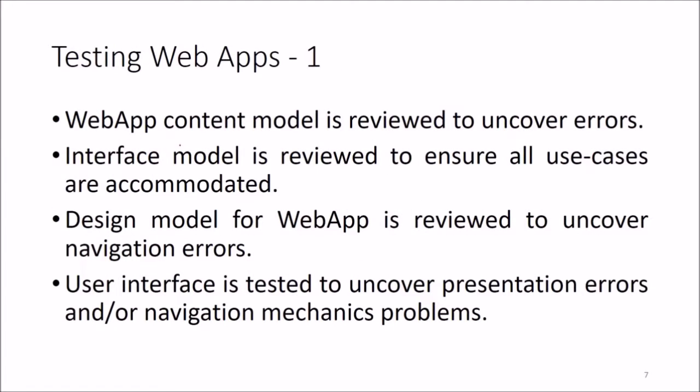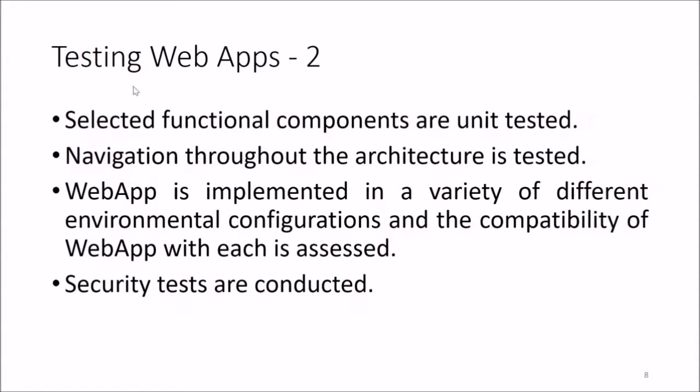So in order to test the web application, the web app content model is reviewed for any errors. The interface model is reviewed to ensure all use cases are accommodated. The design model for the web app is reviewed to uncover navigation errors, and the user interface is tested to uncover presentation errors or navigation mechanics problems. So we check whether use cases are accommodated, and look for navigation errors and presentation errors. Then selected functional components are unit tested.